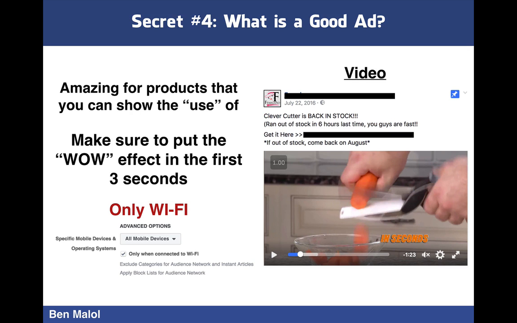The wow effect is basically the effect that grabs attention, because you want to grab their attention. People have a very short attention span, and if you don't intrigue them in the first 3 seconds, you've already lost them. And target only Wi-Fi, because with Wi-Fi, Facebook ads just run the video automatically when you're connected to Wi-Fi. This way, you're going to get much more views and much more conversions.